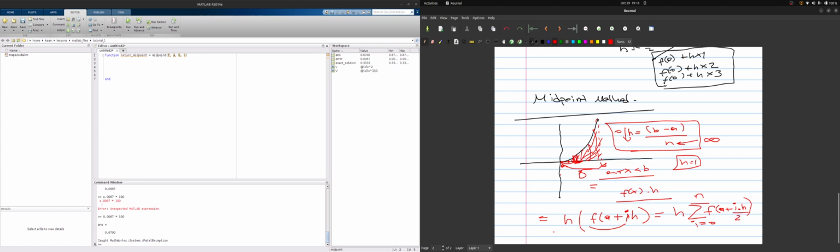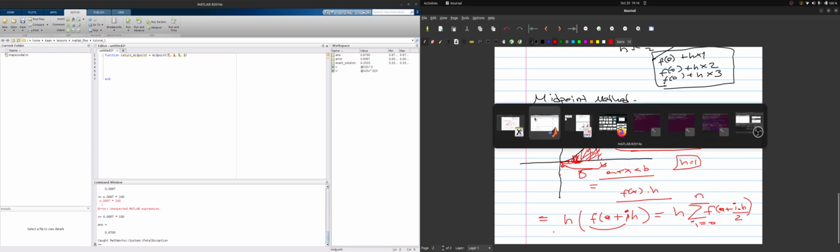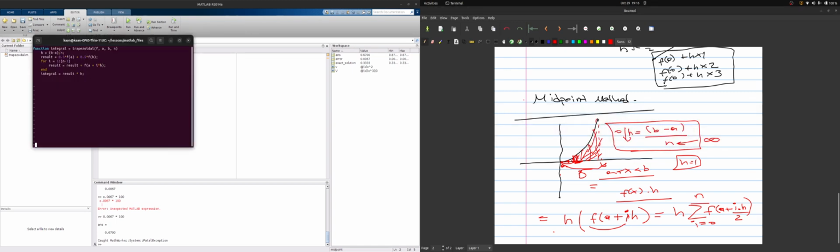So I think it's something like this. For I equals 1, we will take f of a plus h over 2. And for I equals 2, so wait a minute, I think I made a mistake here. There's a previously written function called the midpoint method, midpoint.m. So yeah, a plus h over 2 plus I times h.